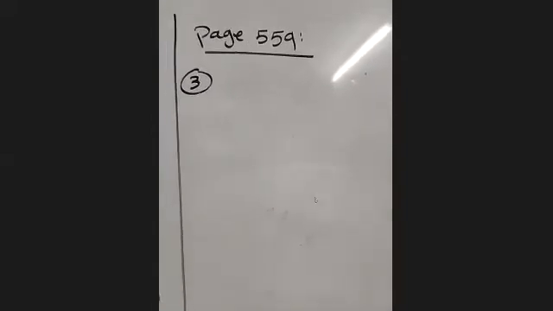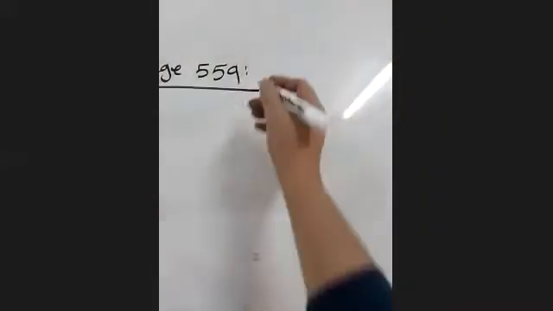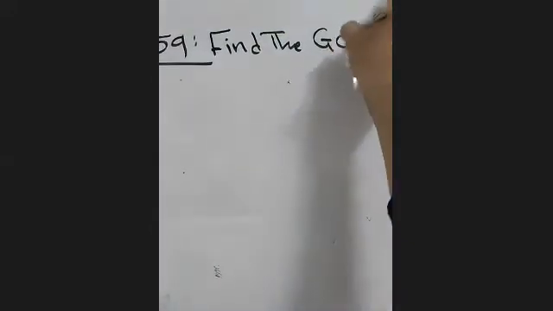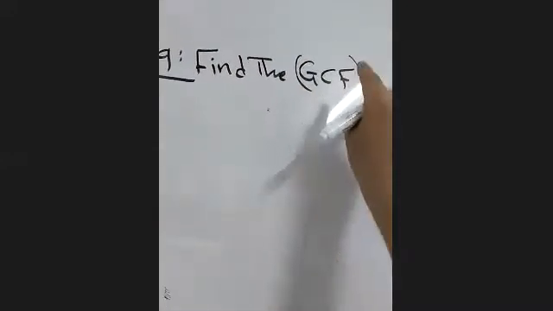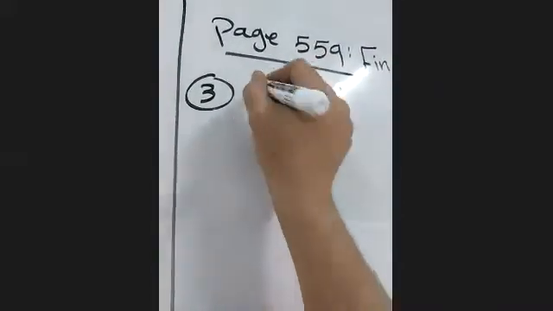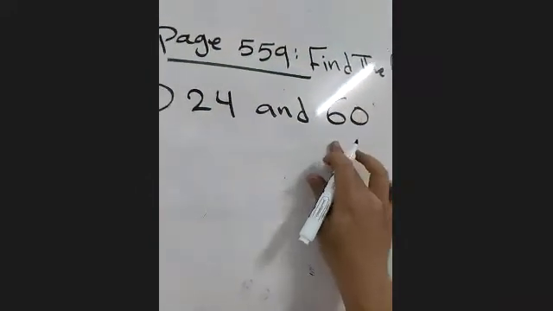I'll start with Yahya. Yes. Read the question on page 559. 24 and find the GCF of each set of numbers. Look here, guys. Find the GCF. GCF means what? Greatest common factor. What are the two numbers in question 3? 24 and 60.